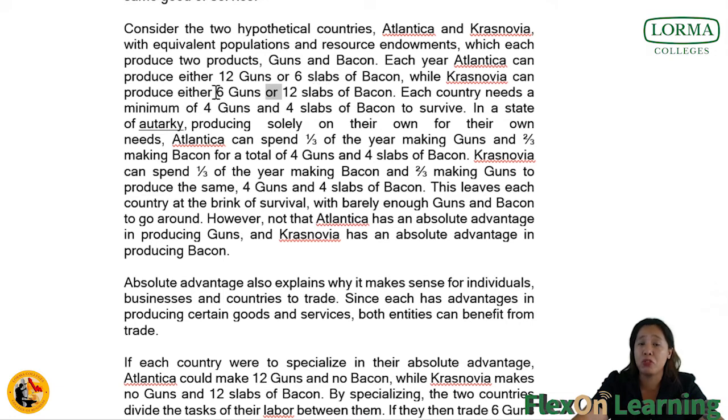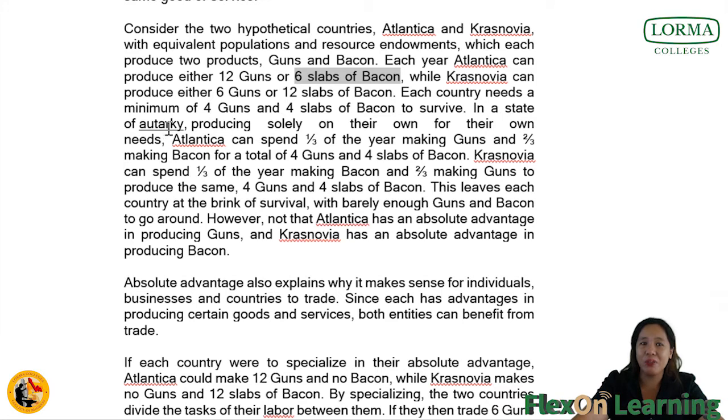So if they produce guns, they will have surplus. If they choose bacon, they will have surplus. While Atlantica can produce 12 guns or 6 slabs of bacon. So, there's just an opposite going on in here.